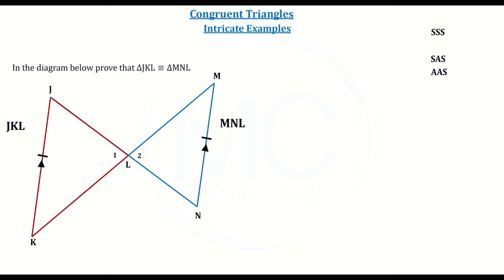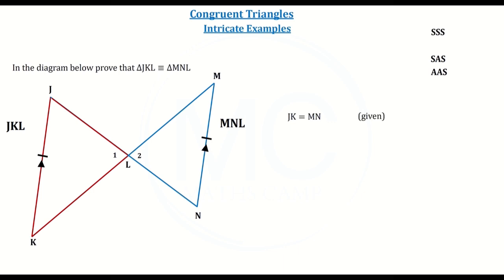In the diagram, we can see that JK is the same length as MN. JK and MN are corresponding sides, so we can make the statement that JK is equal to side MN. We know this because this information has been given to us in the diagram.